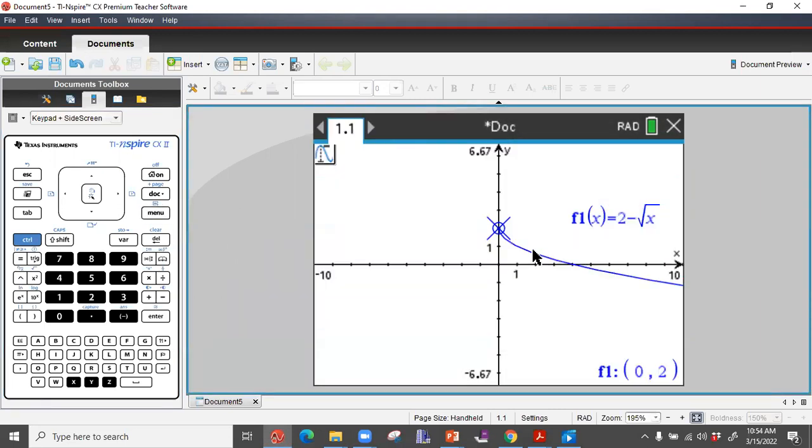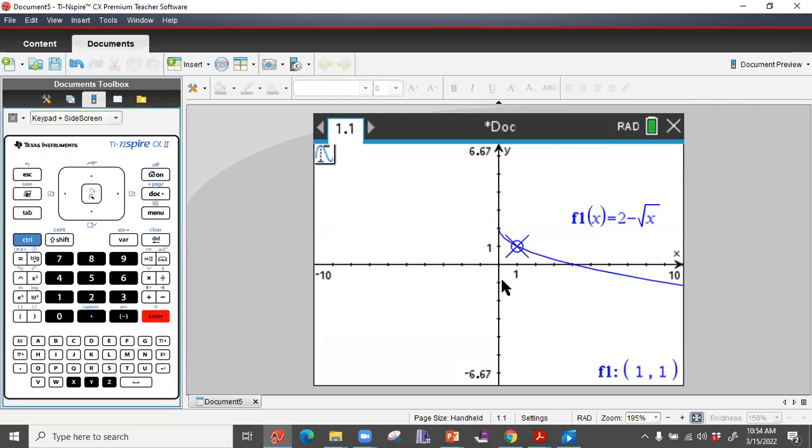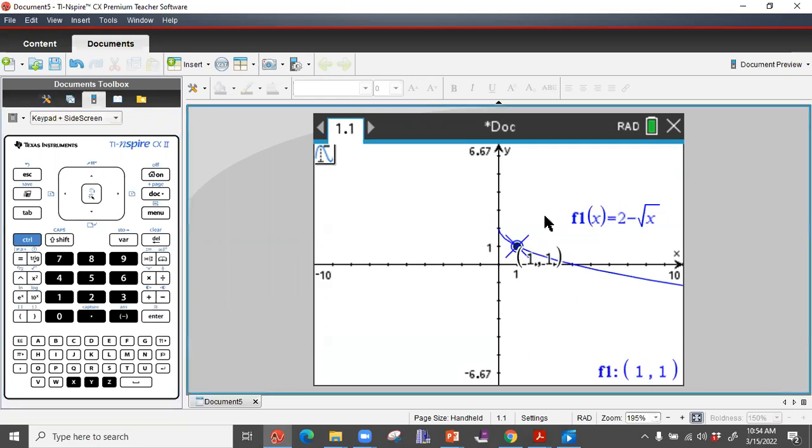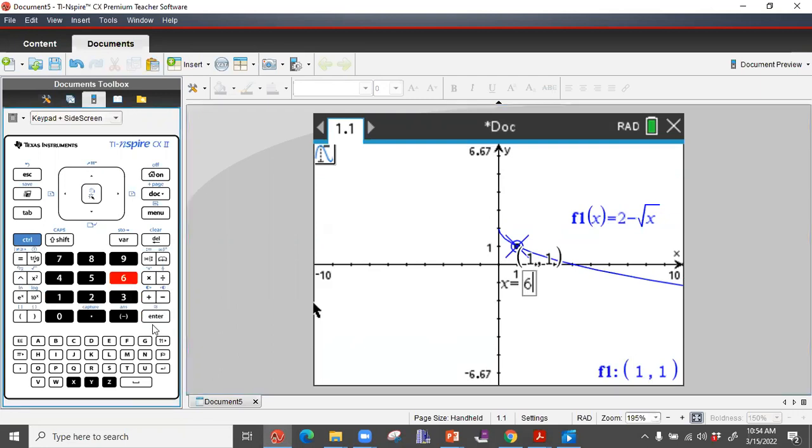My interval that I'm analyzing is from 1 to 6. So I'm going to start with 1 and find the value at 1. The value at 1 is (1, 1). Now I'm going to go to 6, find the value at 6, hit enter, and there's the value at 6. Can I clearly see what my max and my min are? Yeah. My maximum value is 1, and my minimum value is negative 0.45.